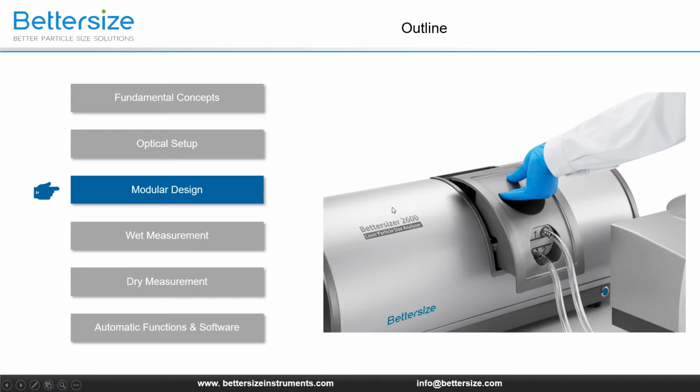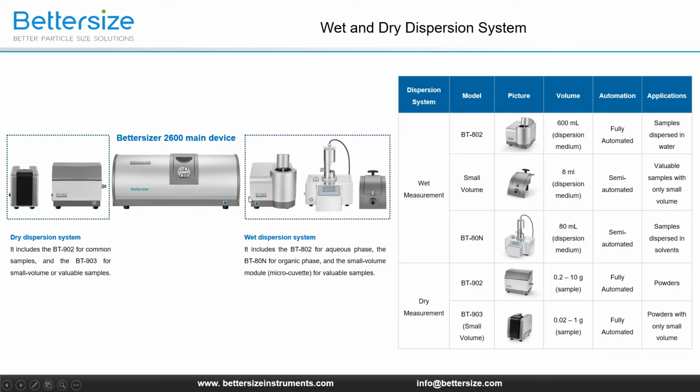Now, I would like to introduce the biggest highlight of the Betasizer 2600, the modular design. It makes all measurements possible, either wet or dry. The Betasizer 2600 is highly versatile because it has up to 5 kinds of dispersion modules. Other than the main device, there are dry and wet dispersion systems available.